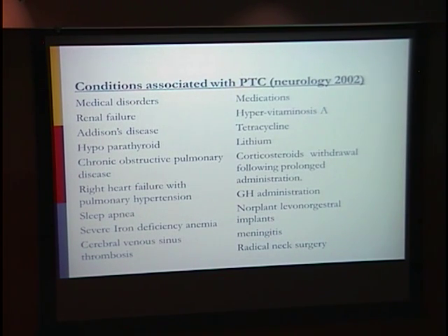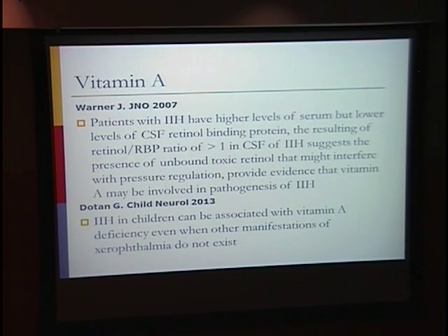The list of conditions associated with pseudotumor is not complete. And if you see such a big list, it means that you don't know the cause. I just want to mention one point, vitamin A, because it was proposed by Judy Werner that patients with IIH had a high level of serum retinol, but a lower level of CSF retinol binding protein. You need to remember, most of the people, the women, had acne, and they used Reocutan, and minocycline, and a lot of other things, and also a lot of material with a lot of vitamin A. She suggests that the presence of unbound toxic retinol that might interfere with the pressure regulation provides evidence that vitamin A may be involved in the pathogenesis of IIH.